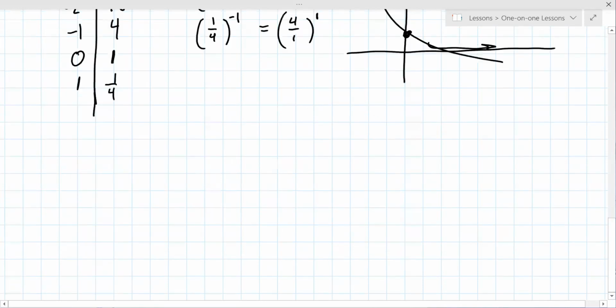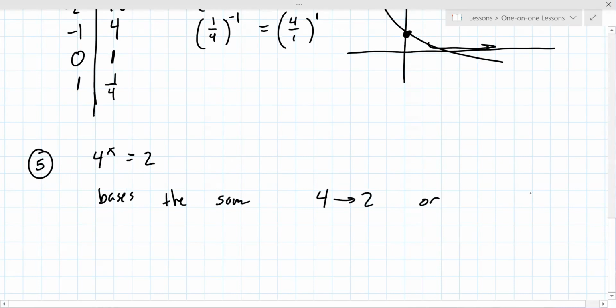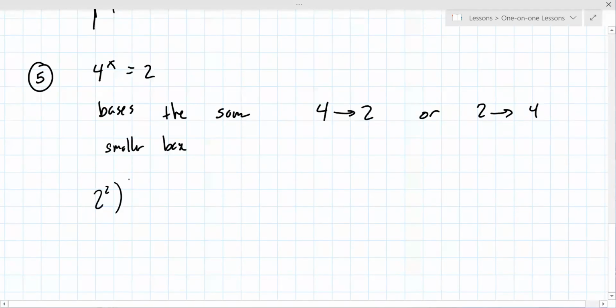Number 5, please. So number 5, it says 4 to the x equals 2. The goal here is to get the bases the same. You're either going to go 4 to 2 or 2 to 4. Usually you go to the smaller base. So 4 can be written as 2 squared to the power of x. And when you have an exponent of an exponent like this, you can multiply them. So it's 2 to the 2x equals 2.